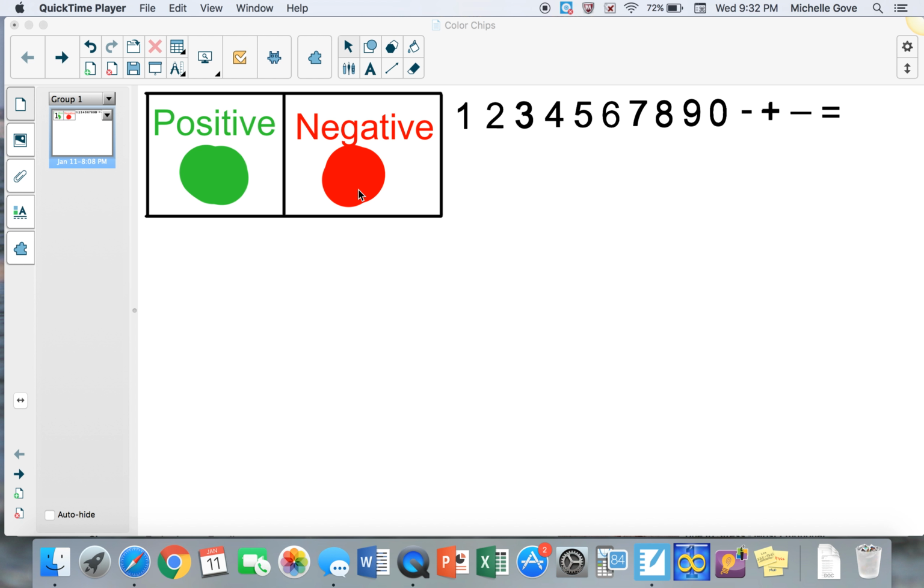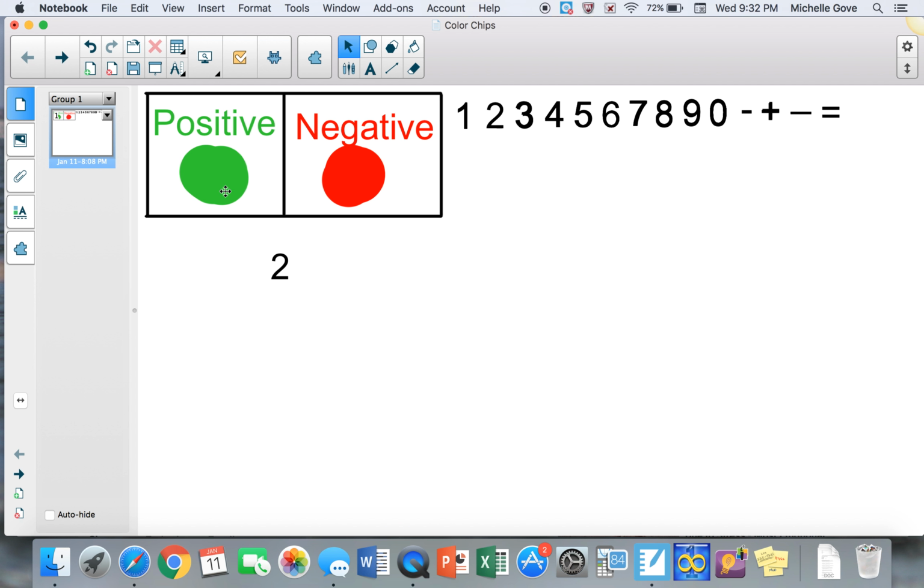So to start with, I made different colors. I have green as positive and red as negative. So if we have something such as 2, 2 green chips would represent that number. And at the same time, if we had its opposite, negative 2, I could represent that as well with 2 red chips.